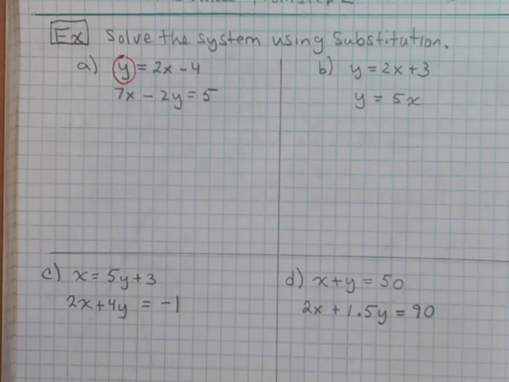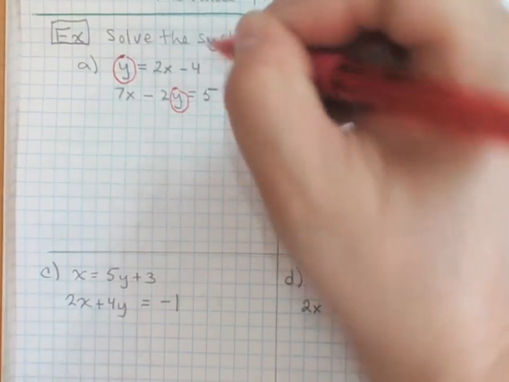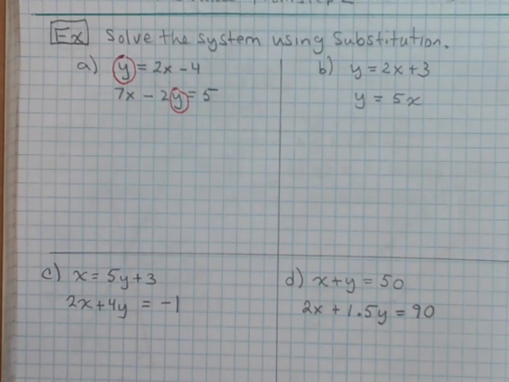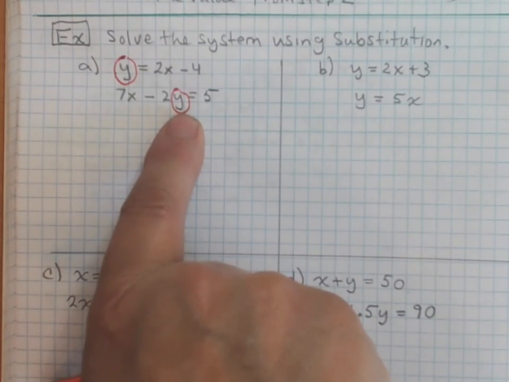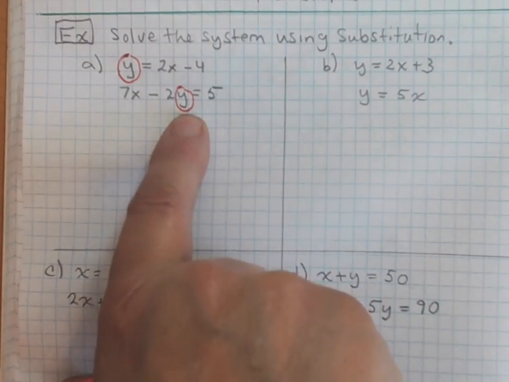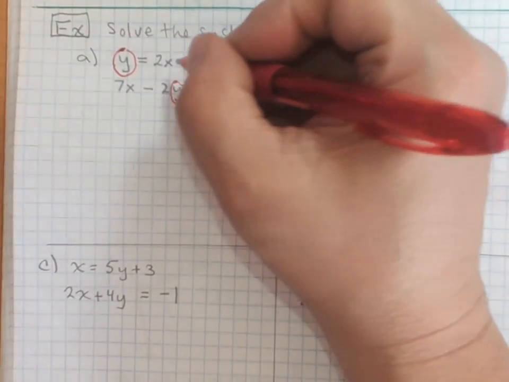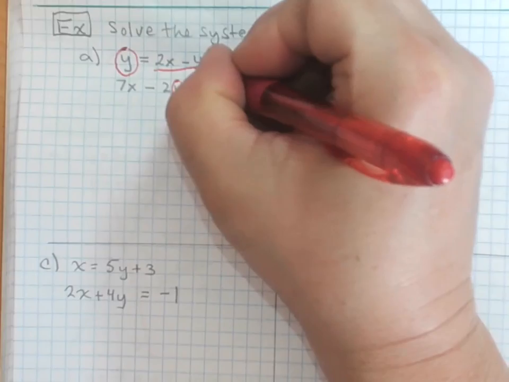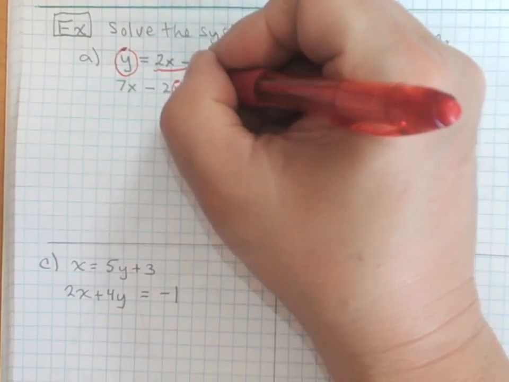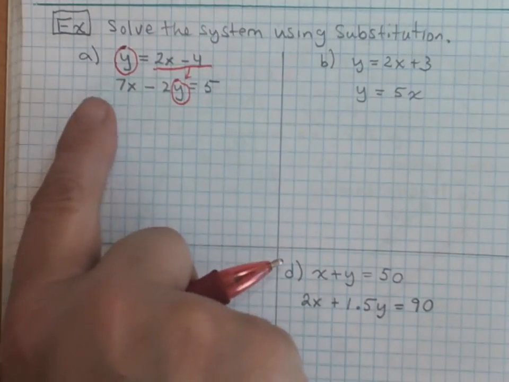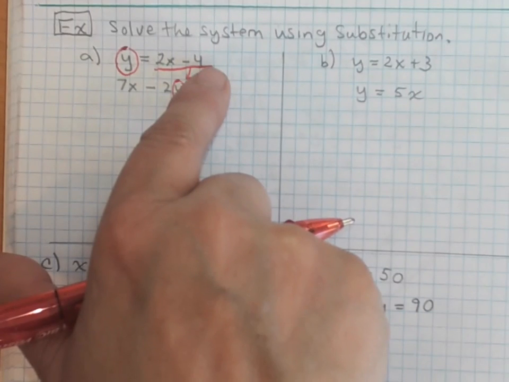Now go to the other equation and find that same variable. Here it is. What we're going to do is get rid of the y here. We're going to substitute something in to get rid of it. So we have to know what y is equal to. y is equal to 2x minus 4. That is what we're going to put in place of the y. We know what y is equal to: 2x minus 4.